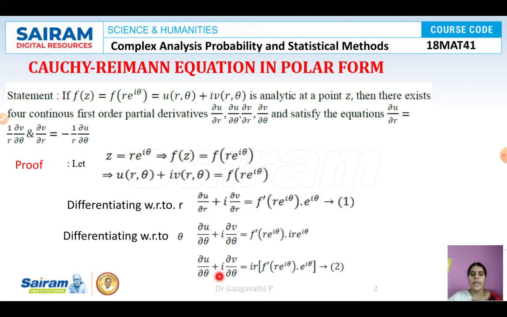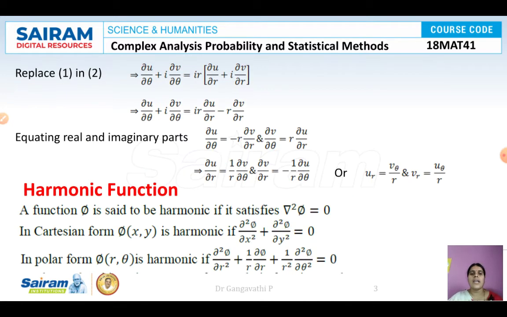So now dou u by dou theta plus i dou v by dou theta, these terms are there as they are, and f dash of r e power i theta into e power i theta is nothing but dou u by dou r plus i dou v by dou r. So the extra term here is only this i and r. Keep this i r as it is, and the remaining terms you can write as they are. Let us call this result equation 2.